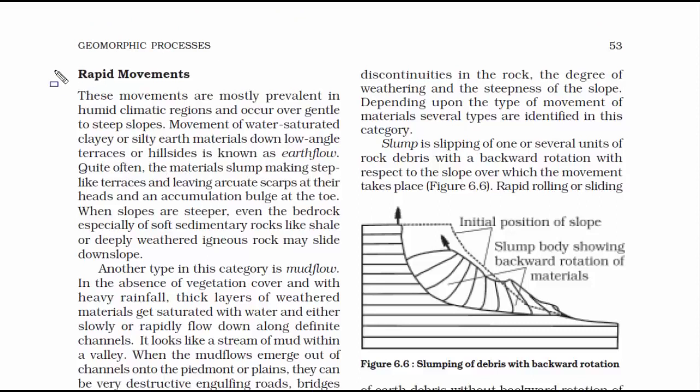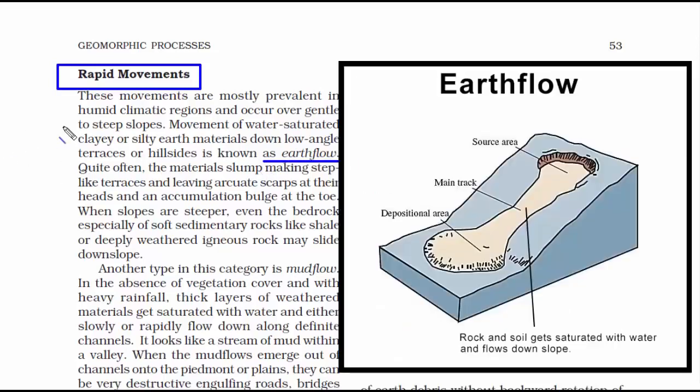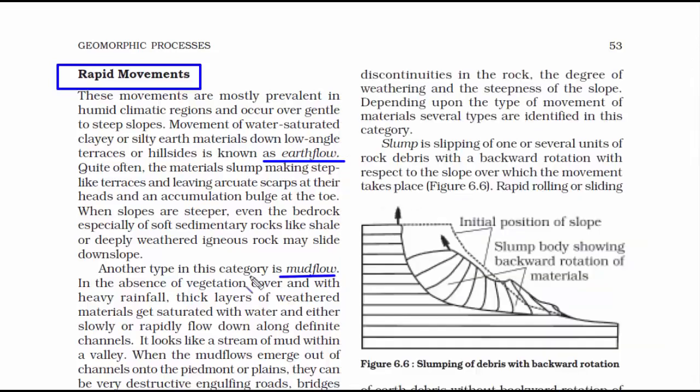Now we will read about rapid mass movements. By the name you can understand that the movement of earth materials is going to be rapidly fast. We have three types of rapid movements, and the first one is earth flow. In this type of rapid mass movement, massive amounts of soil and rock material get saturated with water and flow down the slope under the pull of gravity. Now the second one is mud flow. It is somewhat similar to earth flow, but a little bigger in quantity.